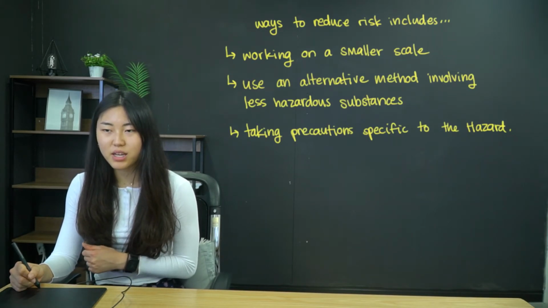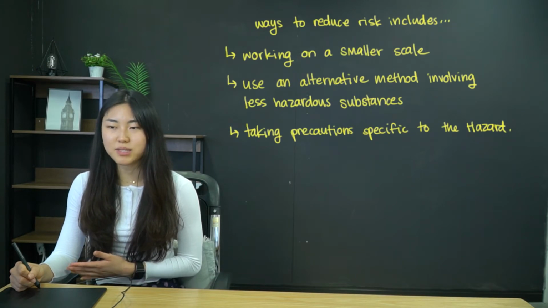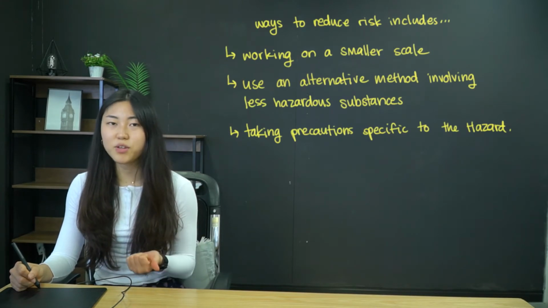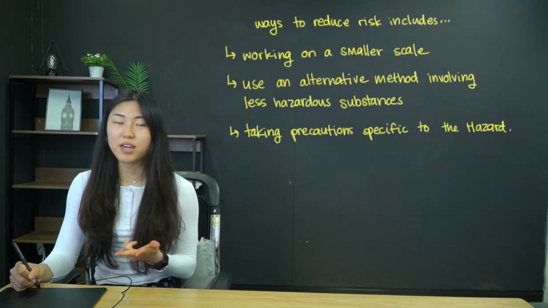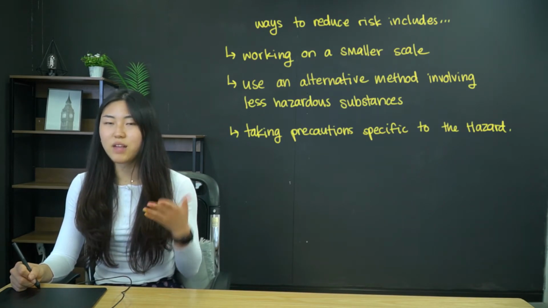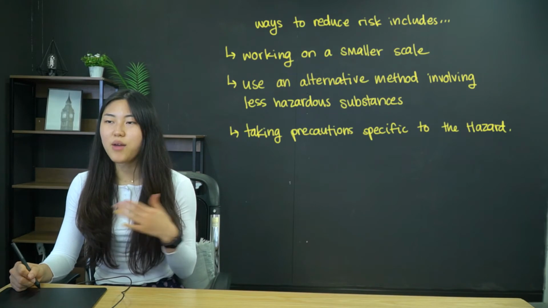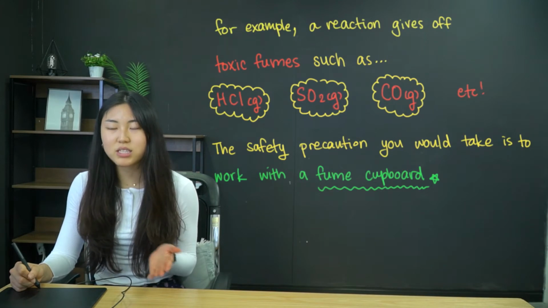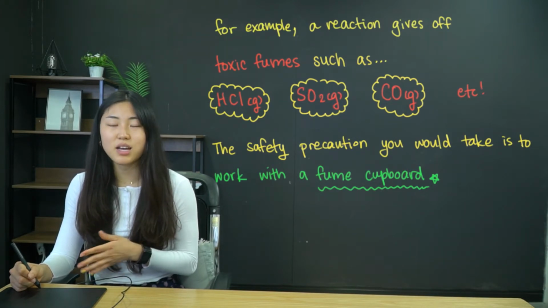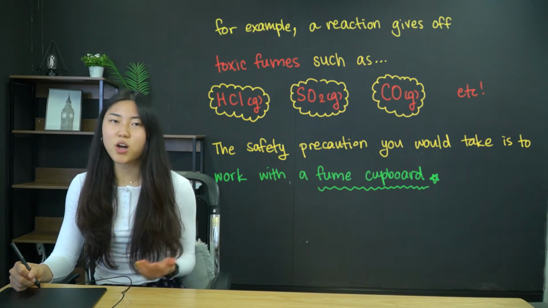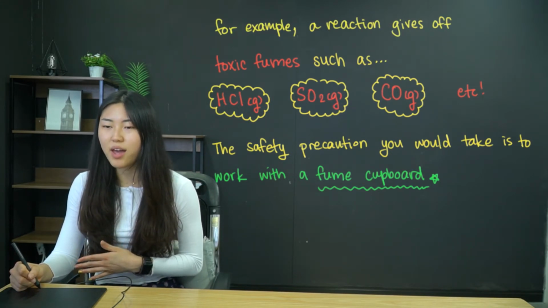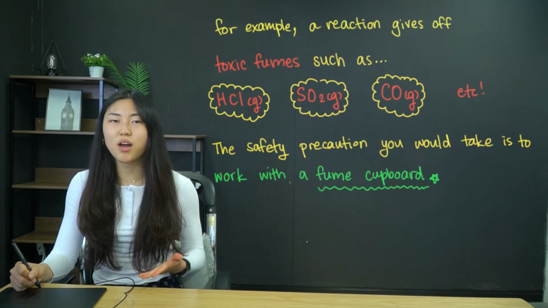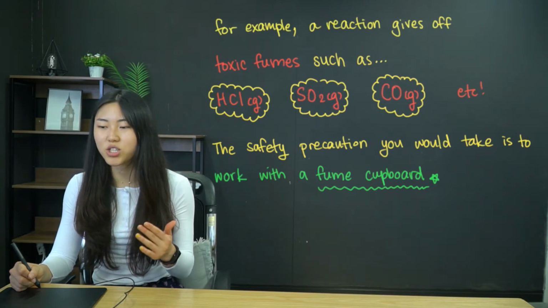So that is working on a smaller scale, and we have 2 additional ways to reduce risk, which is to use an alternative method involving less hazardous substances, and taking precautions specific to the hazard, like using a fume cupboard, wearing gloves, not using naked flames, and using a water bath instead. So let's investigate those, okay? For example, a reaction is giving off toxic fumes such as hydrogen chloride gas, sulfur dioxide gas, or carbon monoxide gas. These are the most common toxic gases that they talk about in exam papers, okay? The safety precaution you would take is to work in a fume cupboard so that you're not exposed to those gases being produced in the reaction, okay?